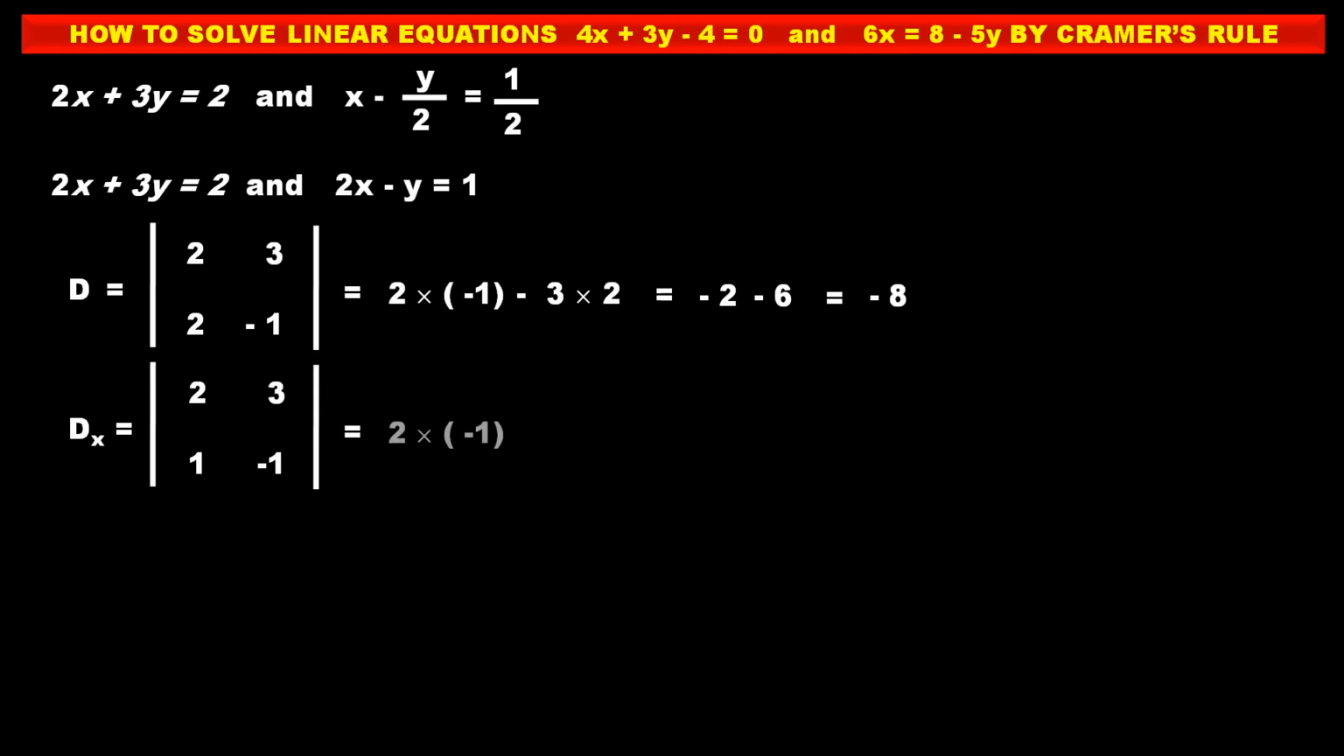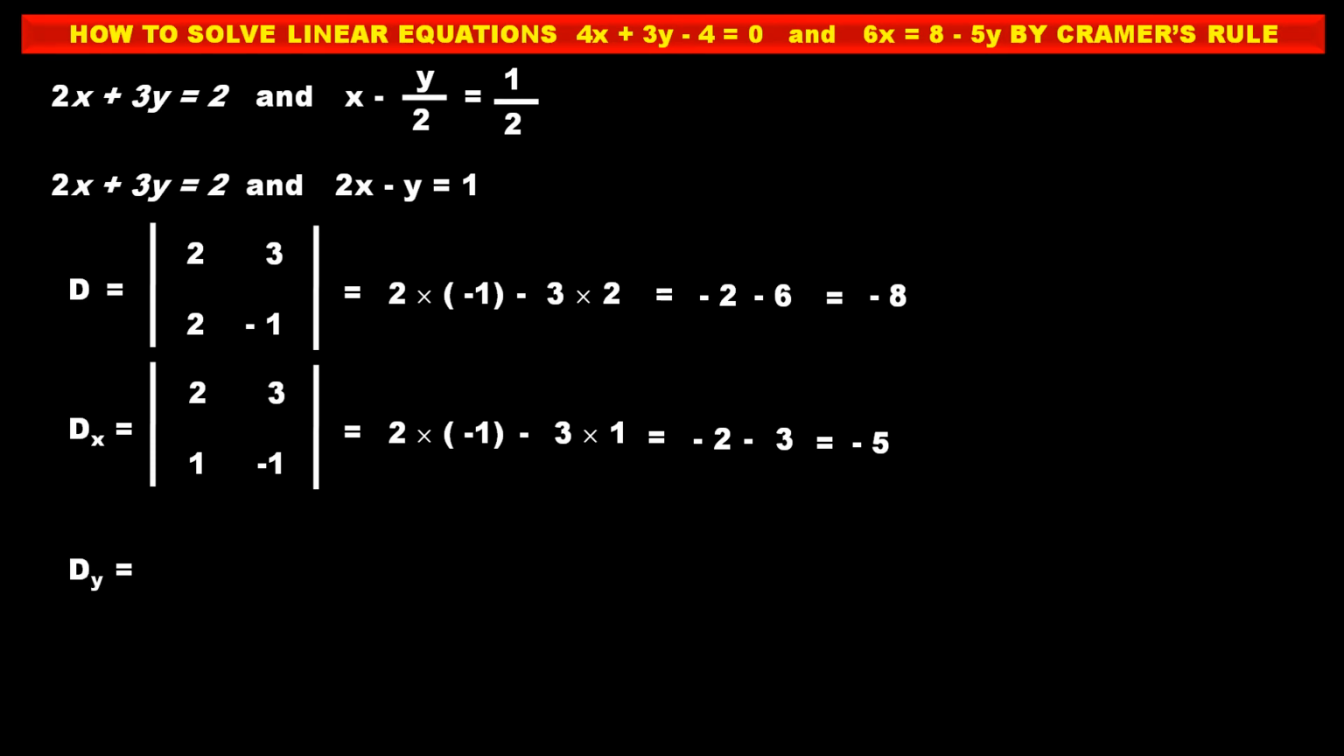Now we find its value. The first term is the product of elements in the principal diagonal, 2 into -1, minus, for subtraction, and the second term is the product of the elements in the secondary diagonal, 3 into 1. Solving the products, we get 2 into -1, that is -2, minus 3 into 1, that is 3. Doing subtraction, we get -2 - 3, that is -5.